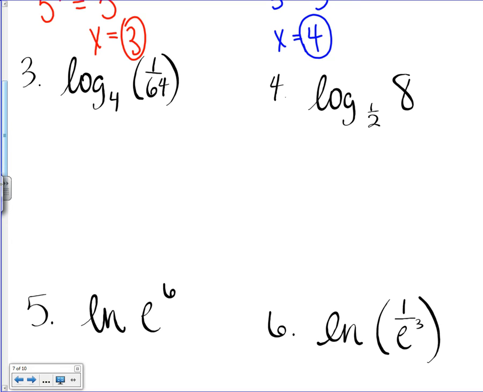All right, let's try again. Same process. Write it in exponential form.